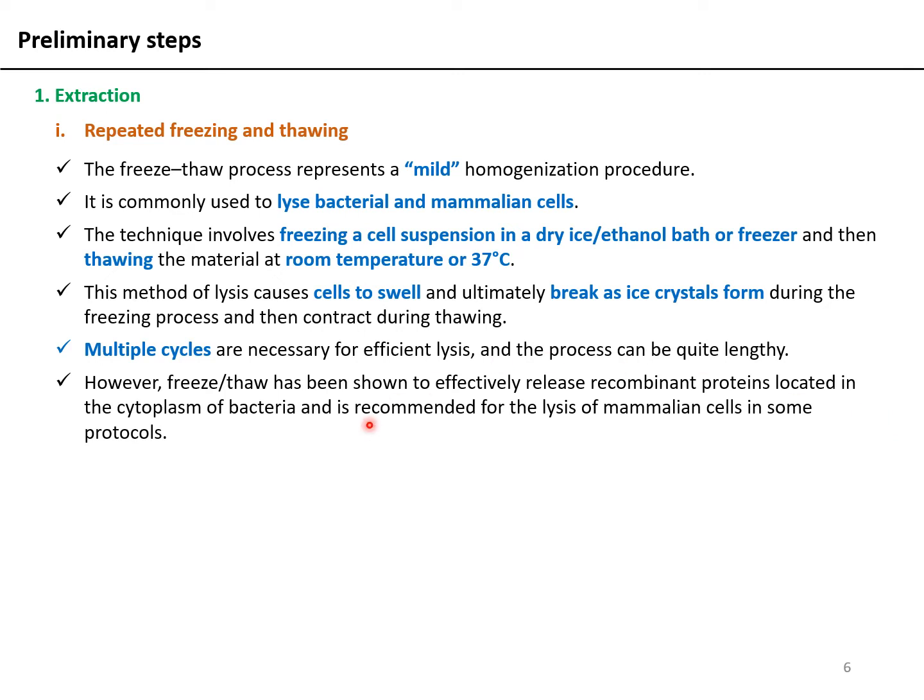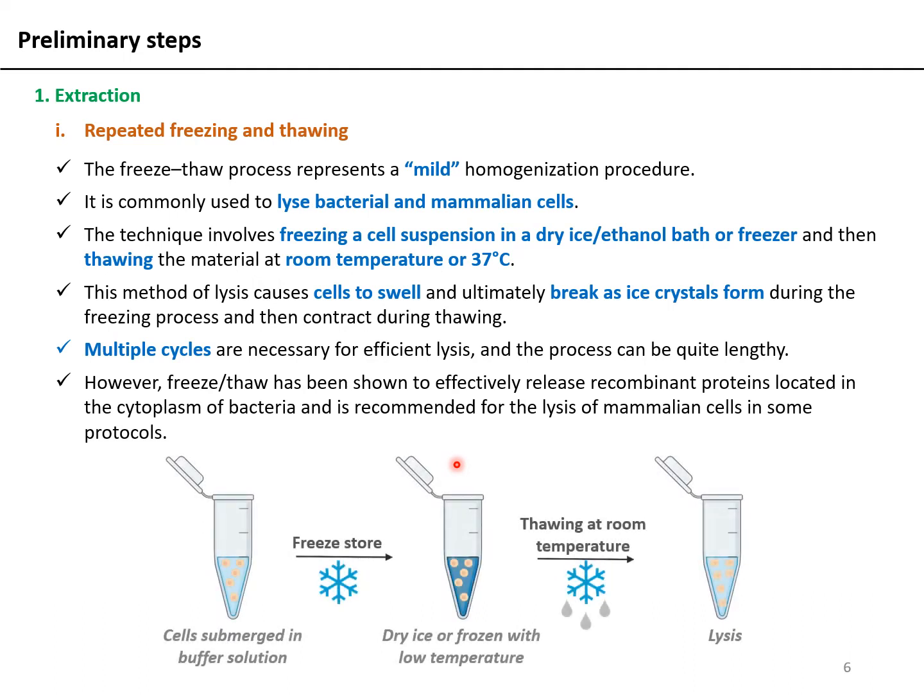However, freeze-thaw has been shown to effectively release recombinant proteins located in the cytoplasm of bacteria and is recommended for the lysis of mammalian cells in certain protocols. So essentially, you have your cells submerged in a buffer solution, you freeze them on dry ice, or you can freeze them at low temperature, say by directly putting them in a -80-degree freezer, and then you thaw at room temperature. And you repeat this process several times to ensure effective lysis of your cells.